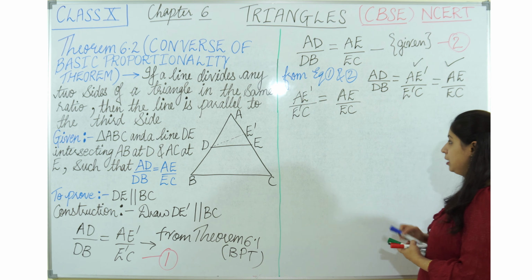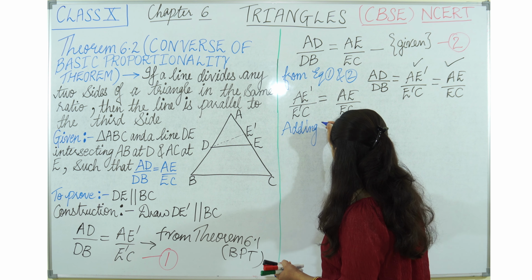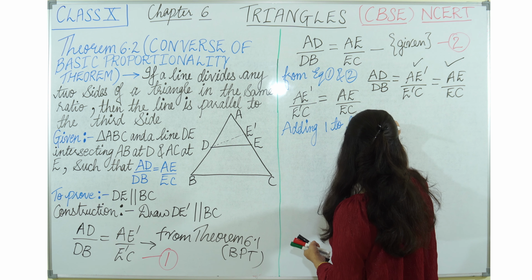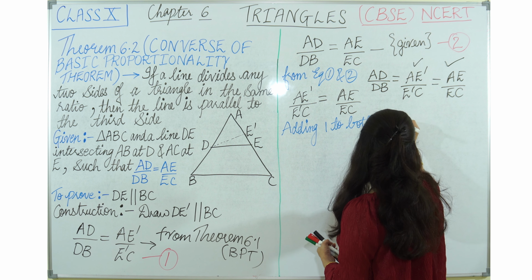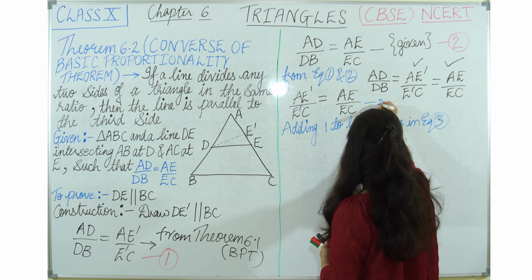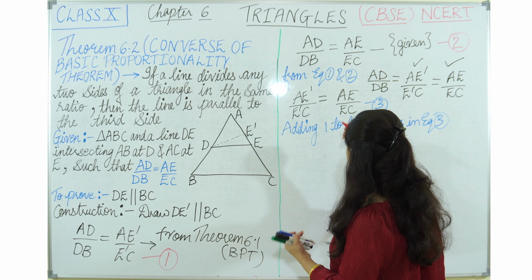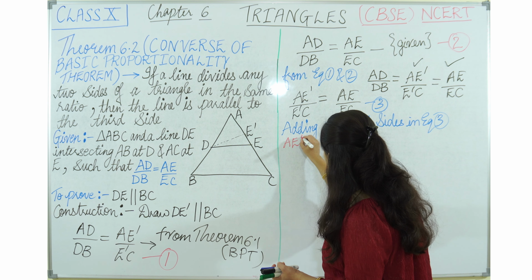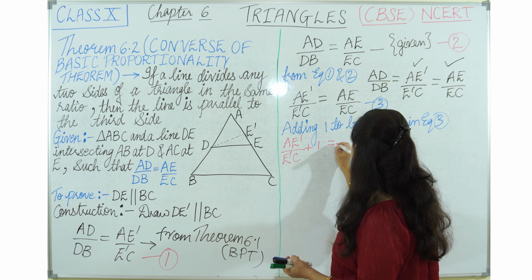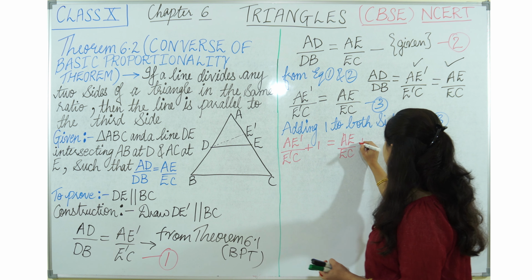AE upon EC. So now the next step is adding 1 to both sides. Adding 1 to both sides in equation number 3. So let us mark it to be equation number 3. Okay. So let us add 1 to both sides. So AE dash upon E dash C plus 1 should be equal to AE upon EC plus 1.